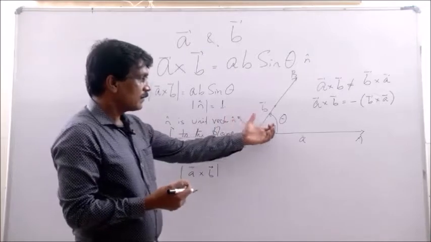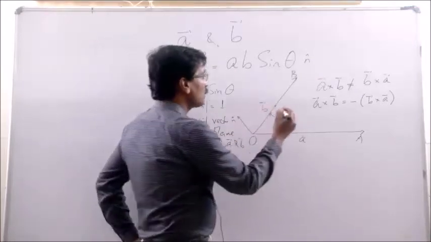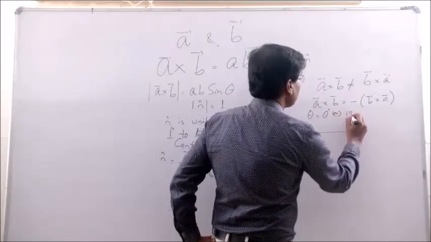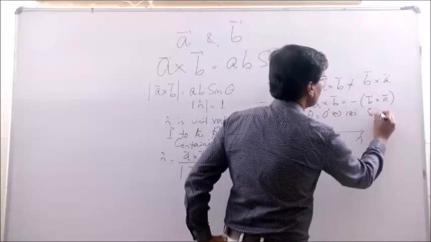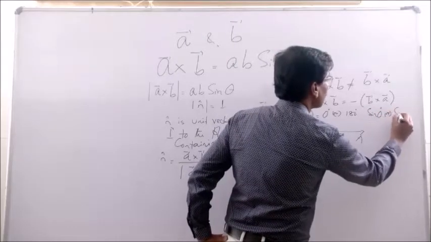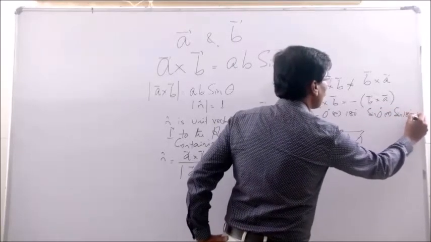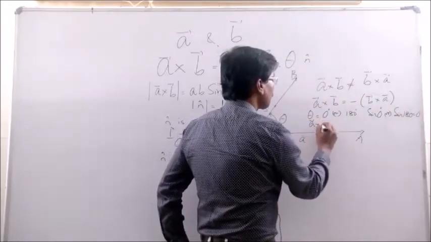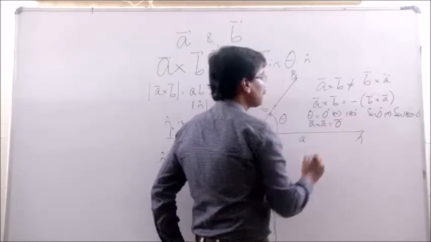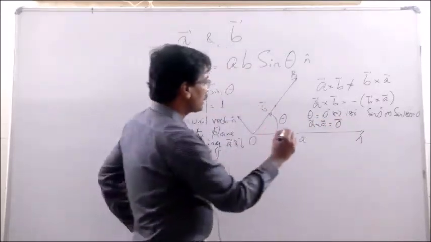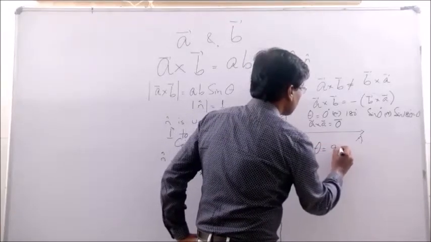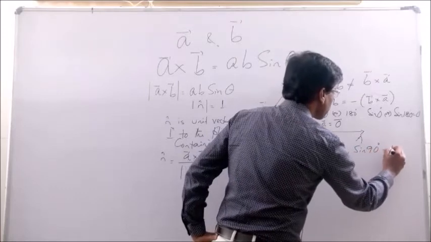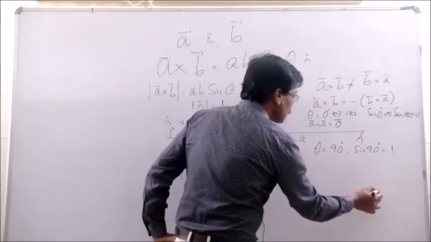If theta is the angle between a vector and b vector, and theta is equal to 0 degree or 180 degree, then sin 0 or sin 180 is equal to 0. So that means a vector cross a vector is equal to 0 vector. Similarly, if theta is equal to 90 degree, sin 90 is equal to 1.